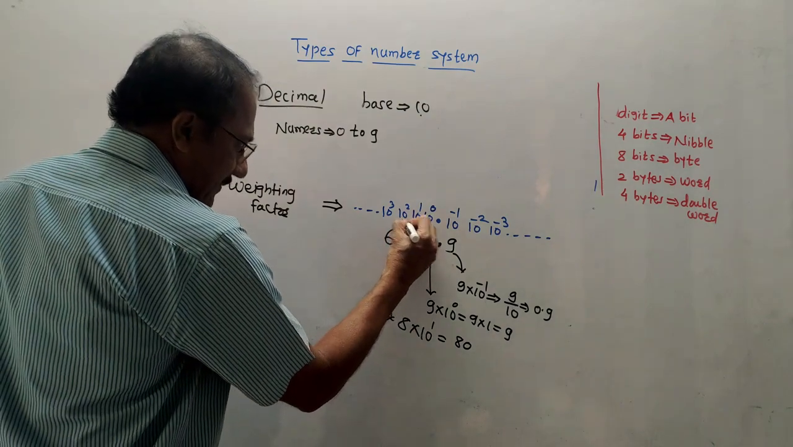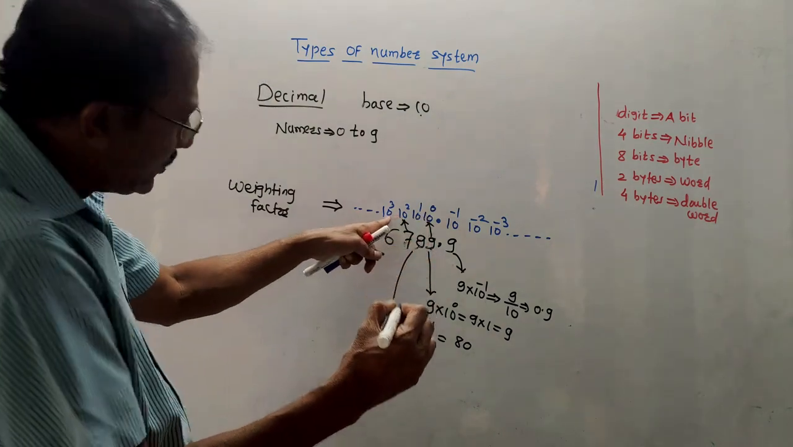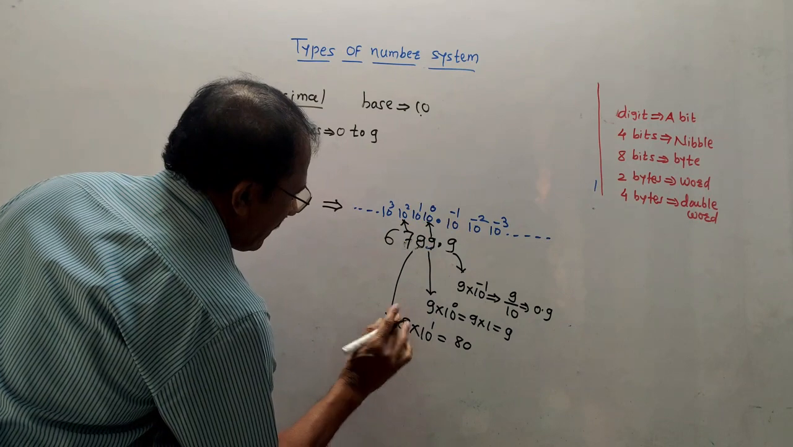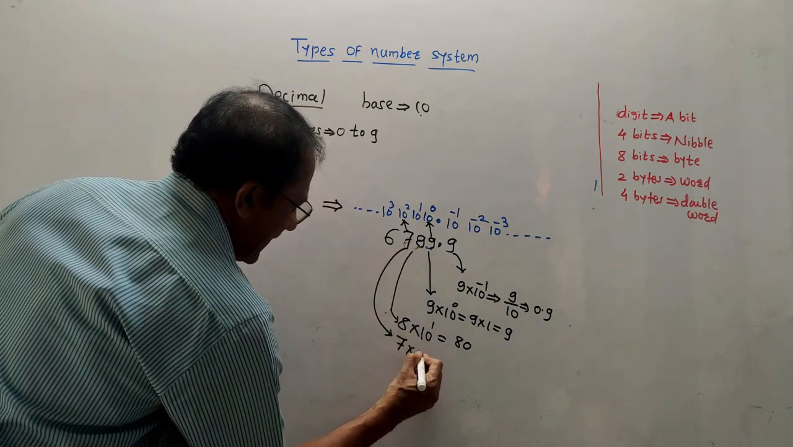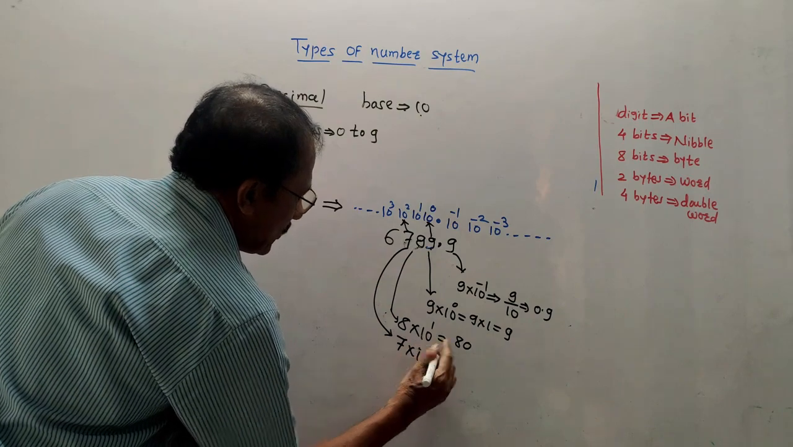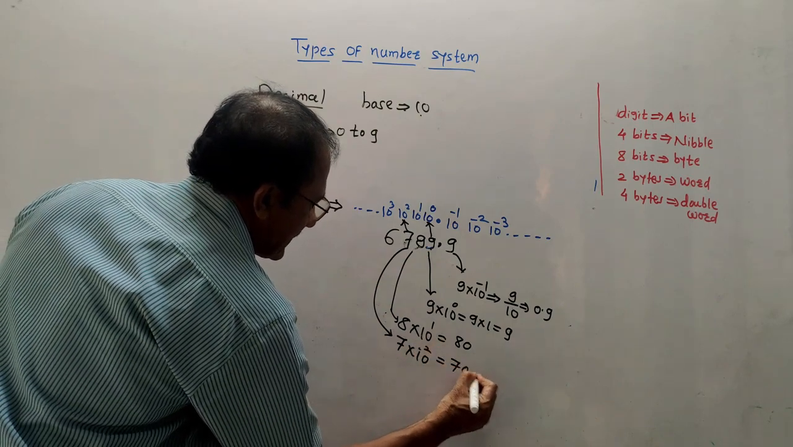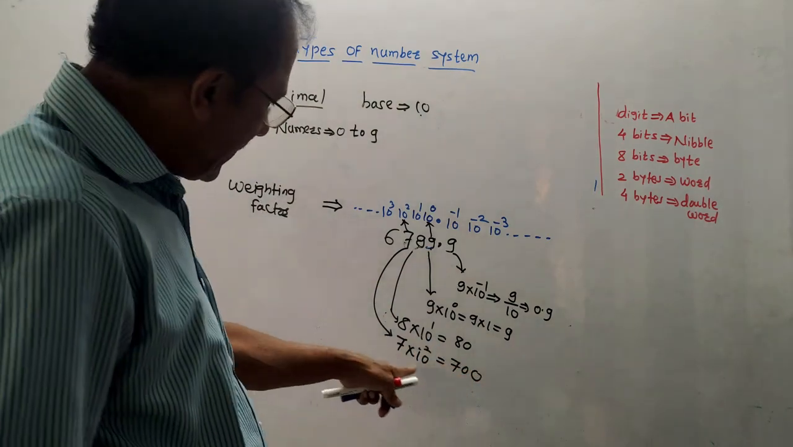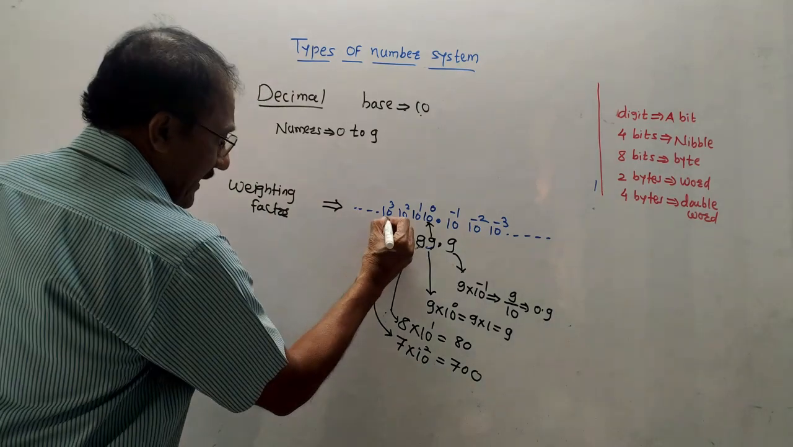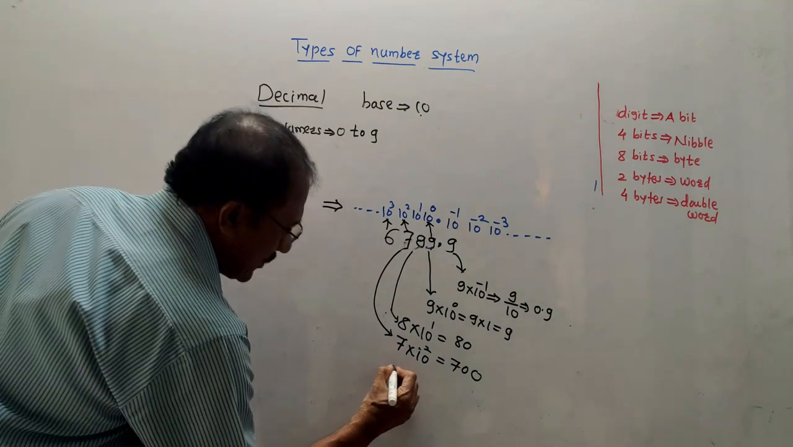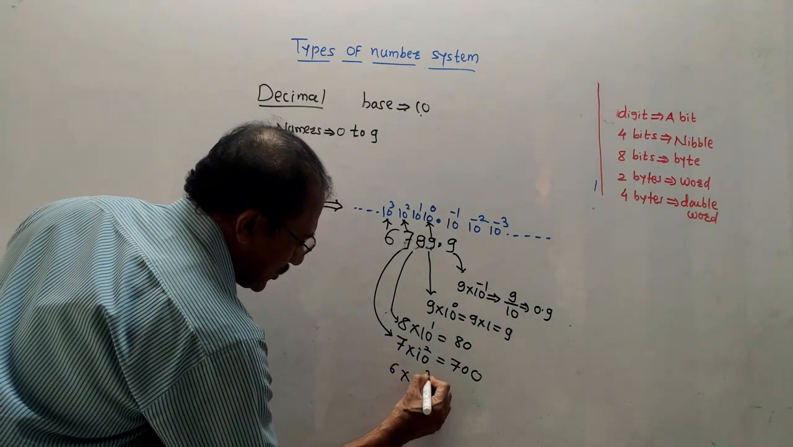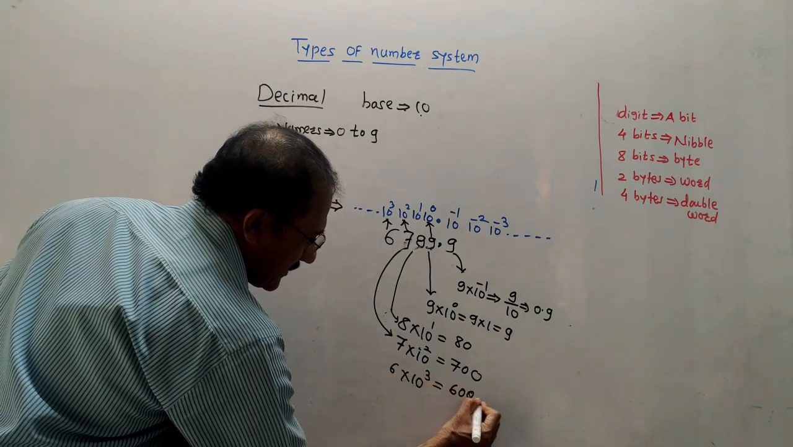Second thing, 7. Above this 7, I have written 10 raised to 2. So this 7, this is for 8. This 7 is expressed as 7 into 10 raised to 2. That is 700. 10 raised to 2 is 100. So 100 into 7 is 700. Then above 6, I have written 10 raised to 3. So it will be 6 into 10 raised to 3, that is 6000.